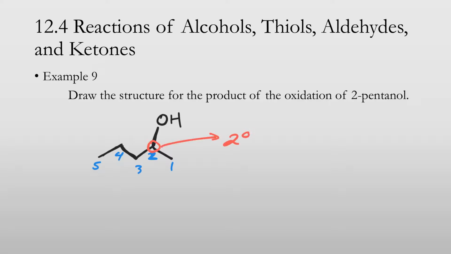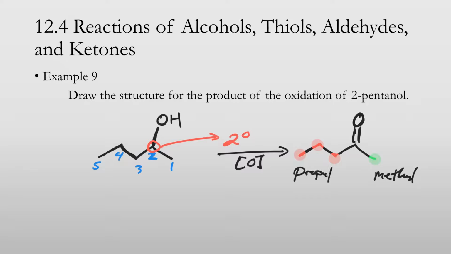And secondary alcohols, when they are oxidized, form ketones. And so we would get this. The name of it isn't asked for, but we would count up 1, 2, 3 carbons to the left, 1 carbon on the right. So we've got methyl and propyl, so methyl propyl ketone, or it would be 2-pentanone.